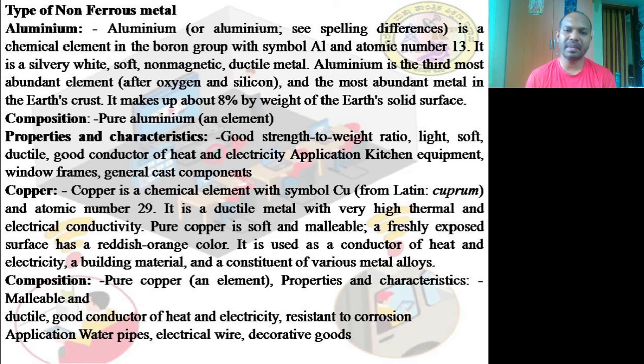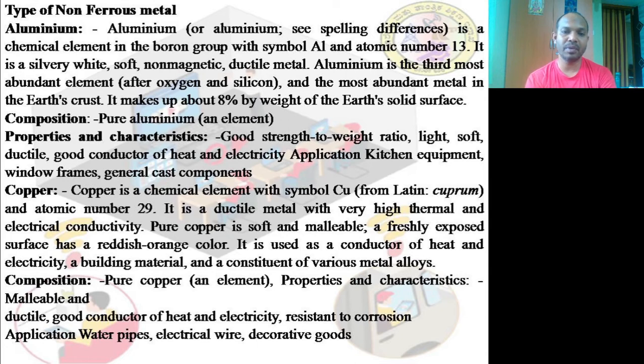Copper is a chemical element with the symbol Cu, from the Latin word cuprum, and its atomic number is 29. It is a ductile metal with very high thermal and electrical conductivity. Pure copper is soft and malleable. A freshly exposed surface is reddish orange in color. It is used as a conductor of heat and electricity, allowing a tremendous amount of heat and electricity through. It is a building material and a constituent of various metal alloys.